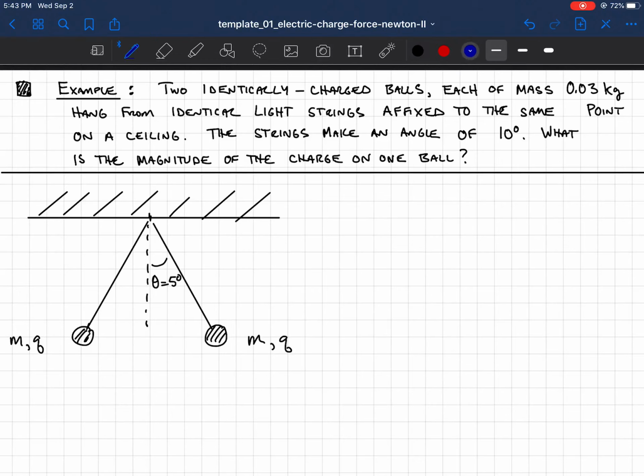I drew the picture. Now we want to do the next step, which is the free body diagram. So we have to look at all the forces. So some of them are familiar to us from the first semester course.